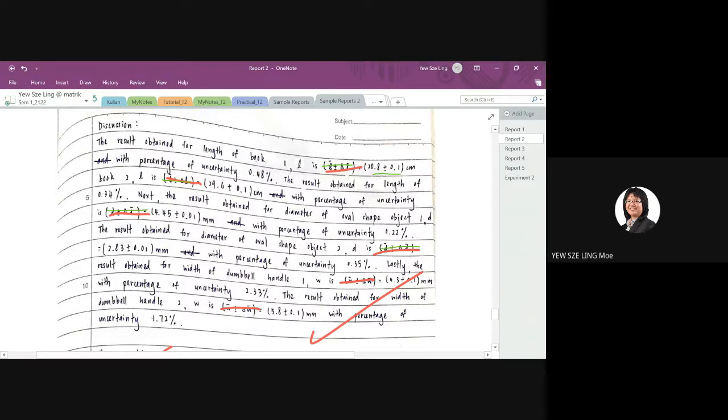This is a very good discussion, the first paragraph. It tells you how you should write your result. The result obtained for the length of the book is 20.8 plus minus 0.1 cm with a percentage of uncertainty 0.48%. So it answered both objectives in one sentence. This is how you should write it. You just repeat it 6 times because now you have 6 different objects. But don't worry, starting from the second experiment you will have a maximum of 2 objects, so it won't be too long.